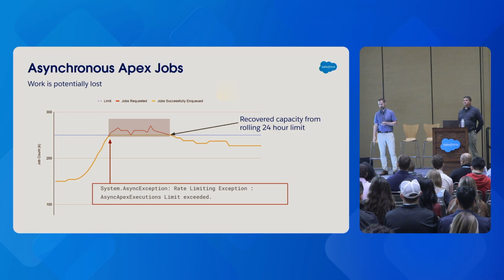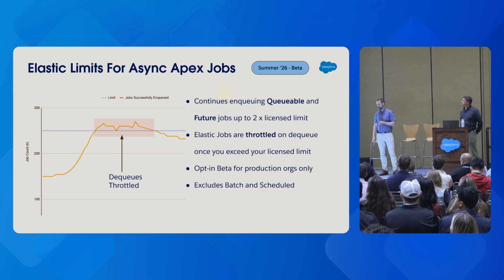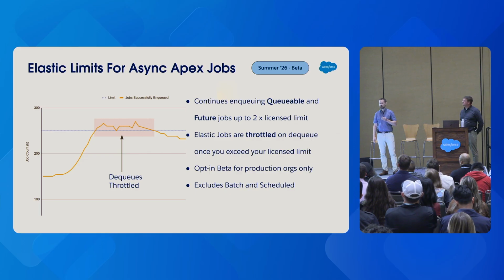capacity is recovered. We are introducing a new feature in Summer '26 as a beta opt-in for production orgs that's going to switch this to elastic limits. So what does that mean? Instead of instantly cutting you off and failing enqueues when you hit your licensed limit, enqueues will still go through, but we will throttle the dequeue of these jobs in your org. But you will no longer hit the hard wall. Up to 2x your limit, you can still enqueue jobs successfully. It will just be throttled down on the dequeue.